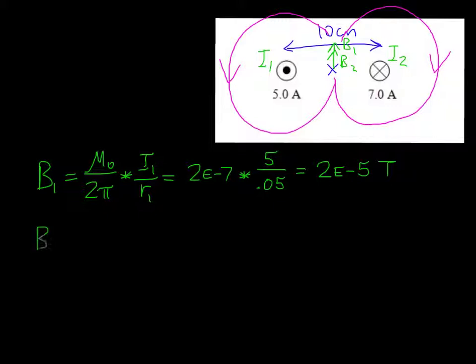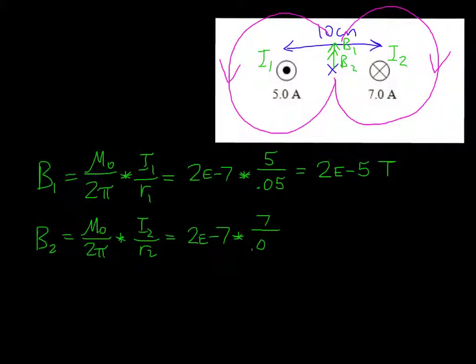For current 2, the magnetic field is equal to mu naught over 2 pi times I2 over R2. That's equal to 2 times 10 to the negative 7 times current 2, which is 7 amps, divided by 0.05 meters, since that's also 0.05 meters from that halfway point. And that gives 2.8 times 10 to the negative 5th Tesla.